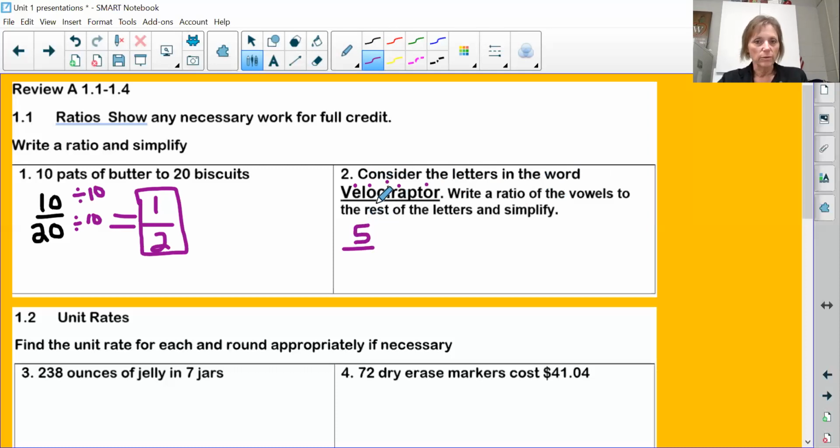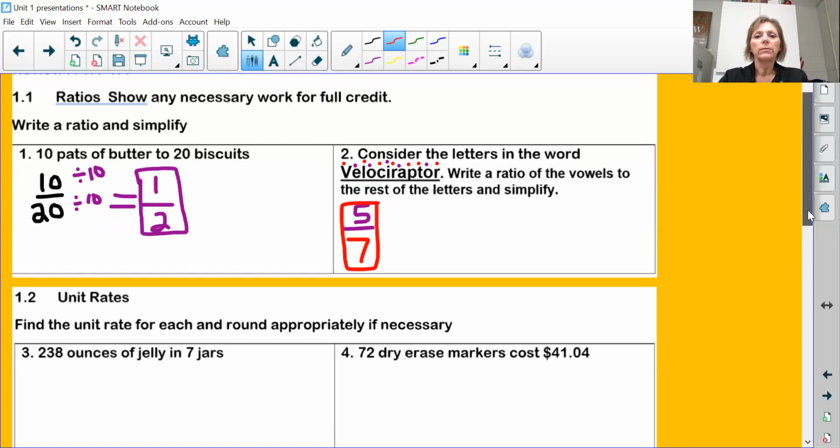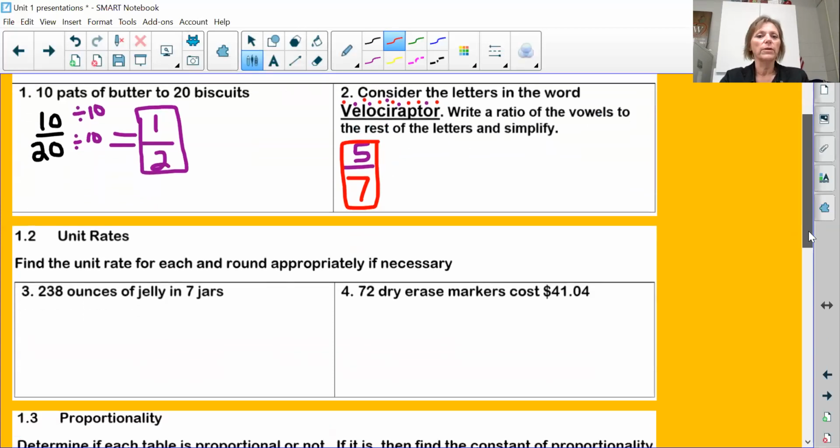And the rest of the letters, not total letters, but the rest. So what are the rest of the letters? 1, 2, 3, 4, 5, 6, 7. There are 7 consonants. Now I have to ask myself, can I reduce this? Can I simplify? The answer is no, nothing goes into 5 and 7. So there is the ratio. Okay, going on down. See, easy, hopefully you remember all this.